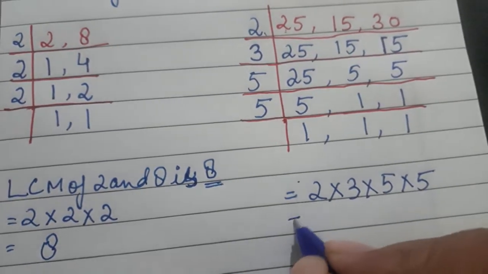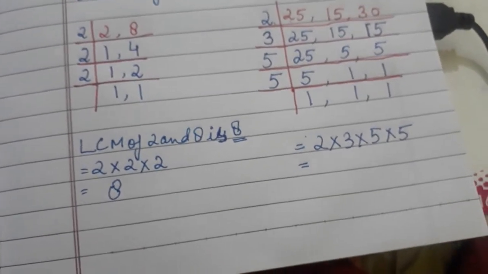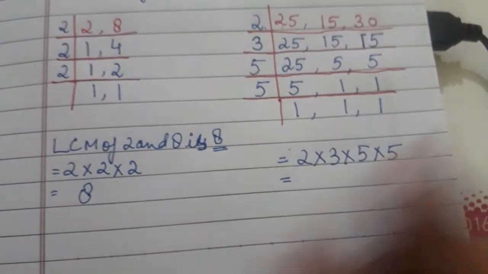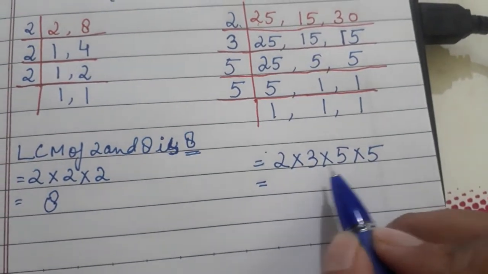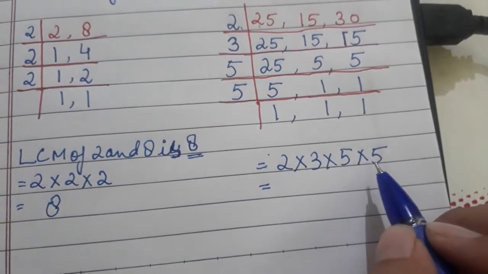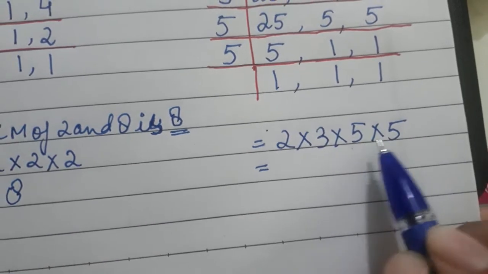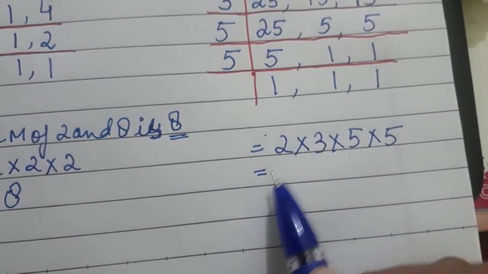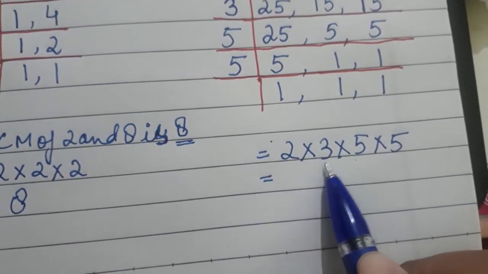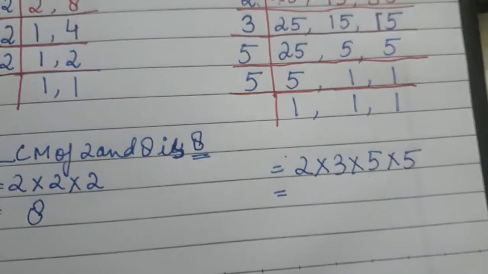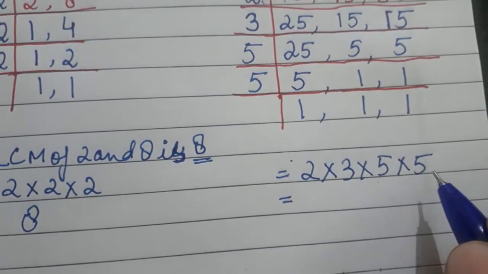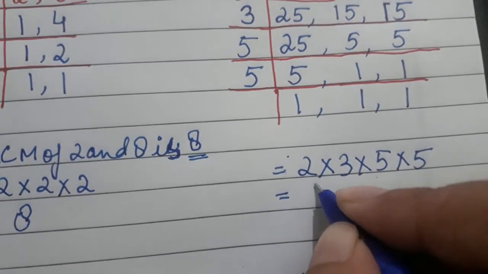So what will you get as the answer? 2 3s are 6, 6 5s are 30, 30 5s are 150. How will you say it? 3 5s are 15 and then 0. So the answer is 150.